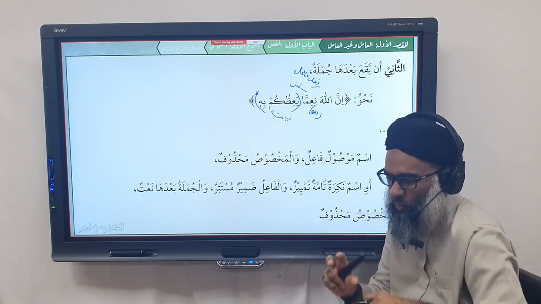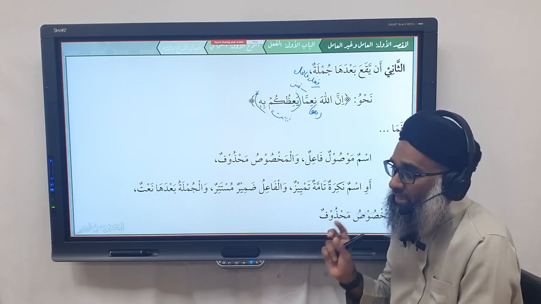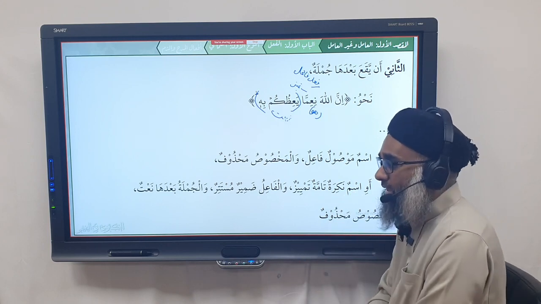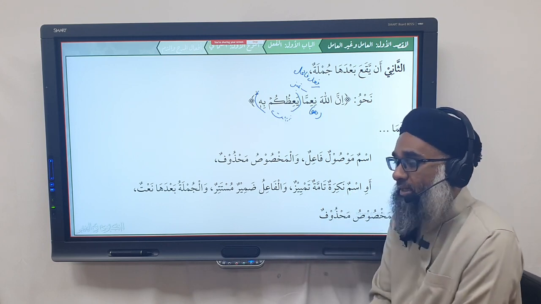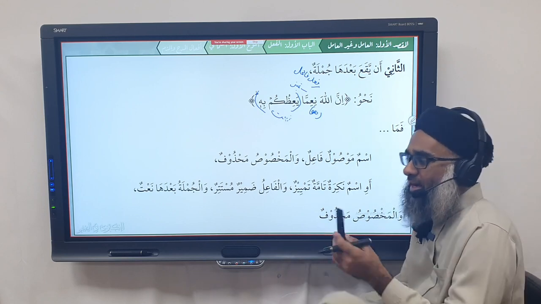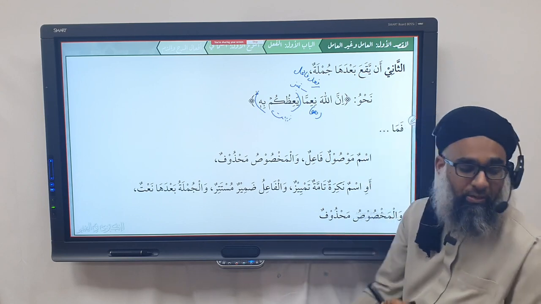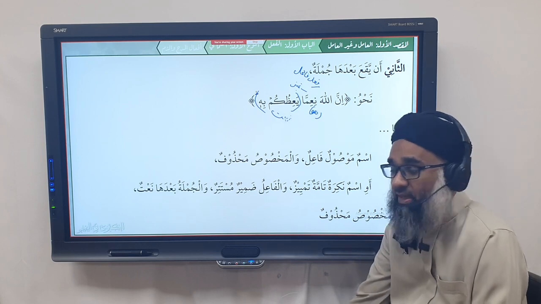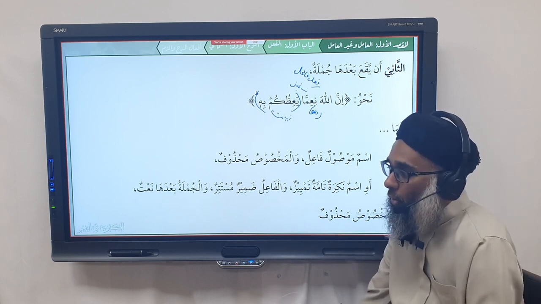The khulasa and the meaning is the same, but the i'rab is a different tawjih. So it's either ism mawsool or ism nakira tamma tamyiz. But it can't be ma'rifah. If it's ma'rifah, ni'ma shay, what does ya'idukum become? So it can't be ma'rifah tamma in here. It has to be nakira tamma or ism mawsool.